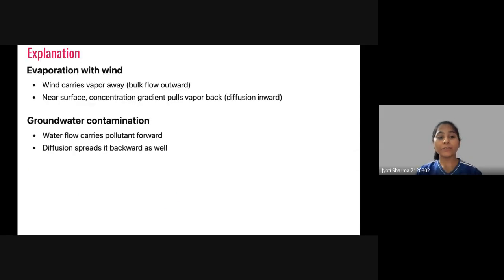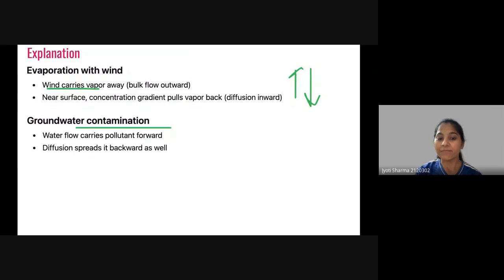I wanted to give you examples where your advection or wind-based movement can cancel out your diffusion. So first is evaporation with the wind. There may be a case that wind is carrying the vapor and moving it away from the surface, but there may be some concentration gradient. Based on that concentration gradient, there may be diffusion near the surface, so that's how it can cancel out advection and diffusion. The second is groundwater contamination.